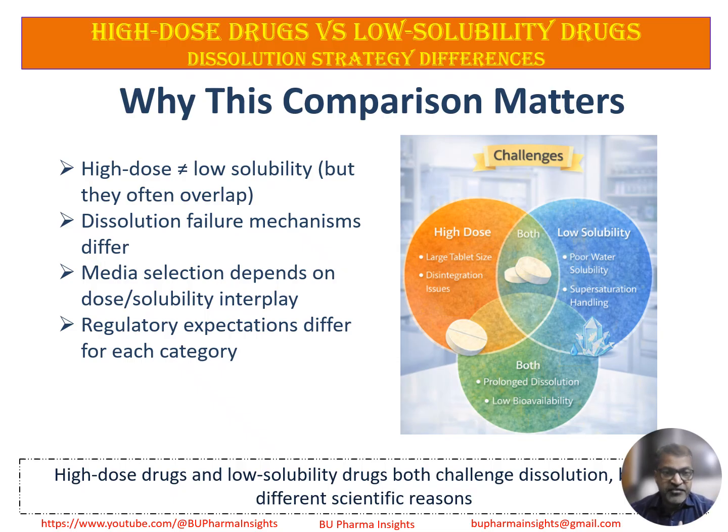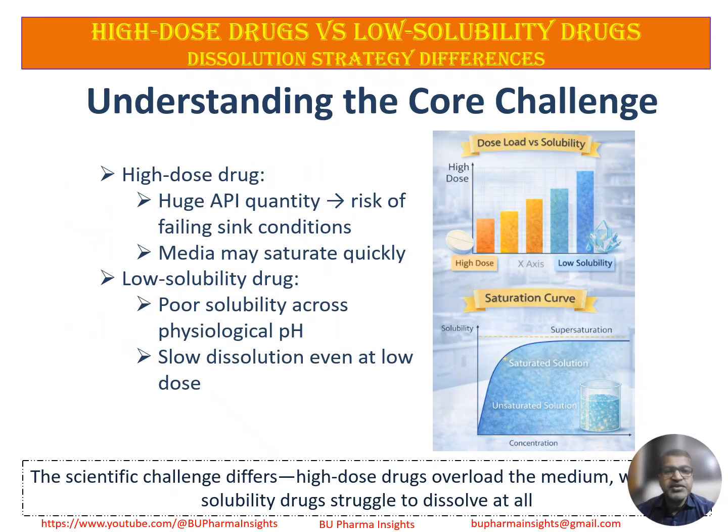Failure mechanisms are different, so methods must be tailored. Media selection depends on the dose solubility balance, and regulators expect strong scientific justification for each case. That's how robust dissolution methods are built. To ensure reliable dissolution, we must maintain sink condition, at least 3 times the drug solubility. For high-dose drugs, the API load is huge, so media can saturate quickly and may require larger volumes or surfactants.